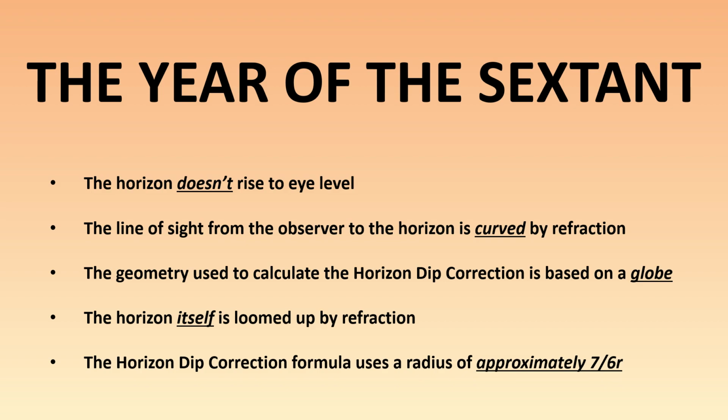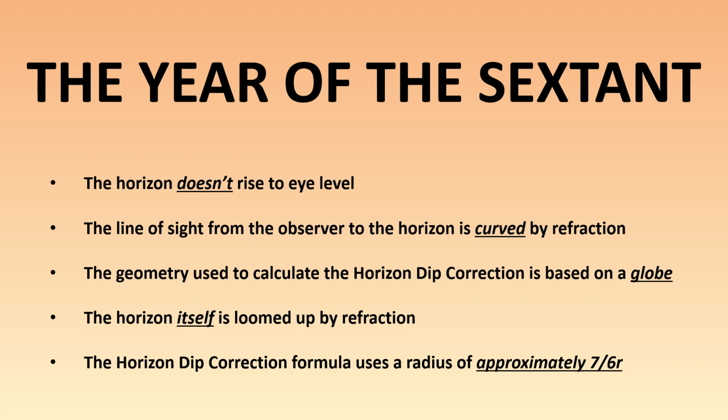If the horizon was at eye level, you wouldn't need any correction for the height of the observer. 2. The line of sight between the observer and the horizon is curved. If it was straight, then the values in the correction table would be wrong. It's interesting here as well that the Flurfs seem perfectly fine to apply refraction corrections to the sun and the stars, but not to the horizon.